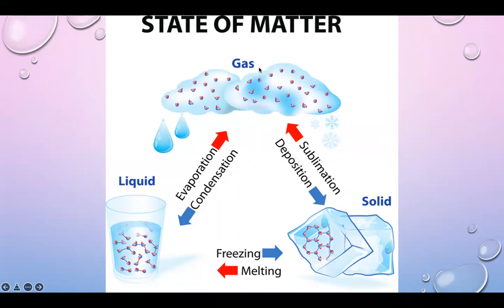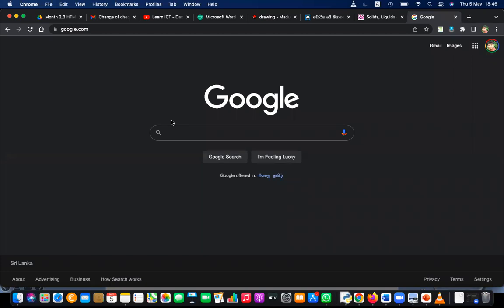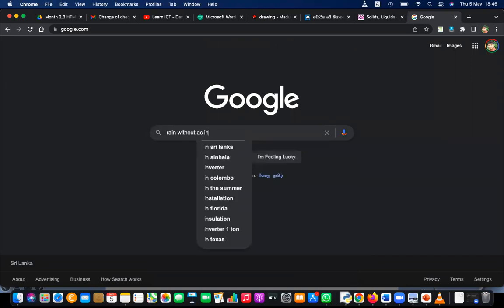Okay, you can test that. When you are inside a glass house or a vehicle, when it is raining outside, if you turn off the air conditioner, what will happen inside? I think you have seen this.